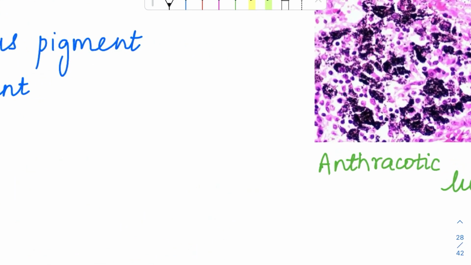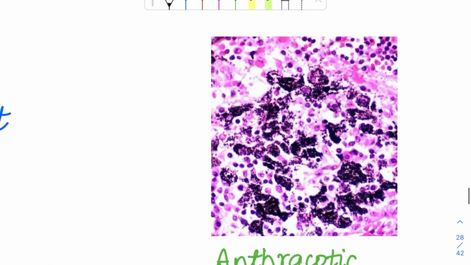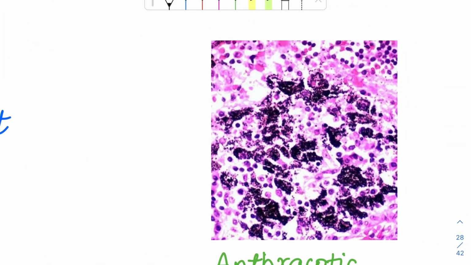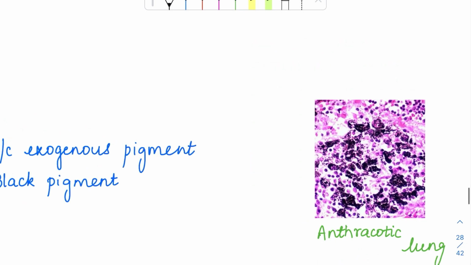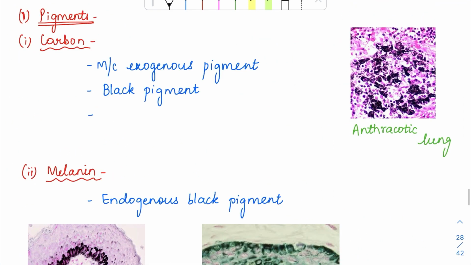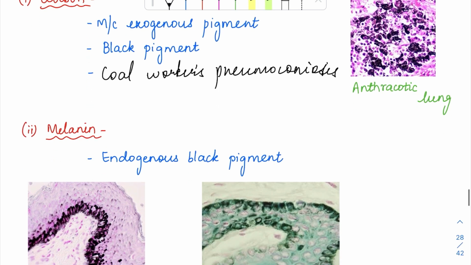So this is the image of an anthracotic lung. So this black lung is simply called as anthracosis and it is one of the forms of pneumoconiosis. So you can see it in coal workers pneumoconiosis. The next pigment will be melanin. So melanin is an endogenous black pigment.